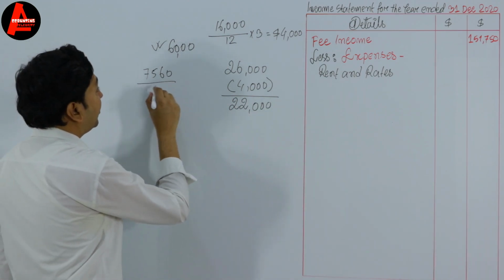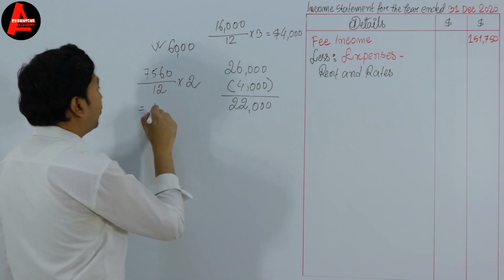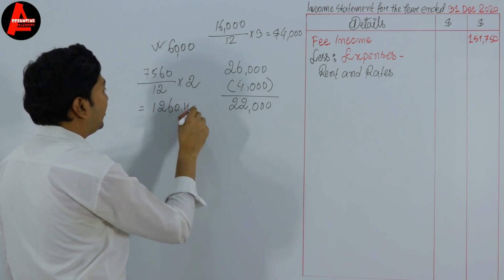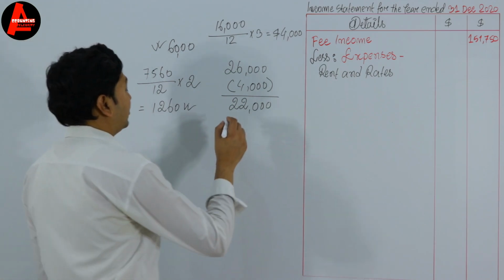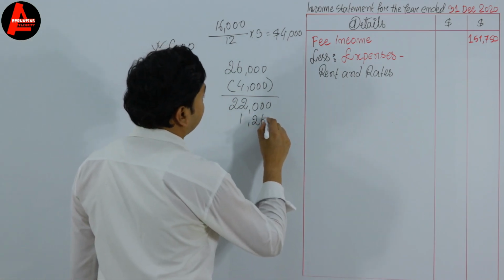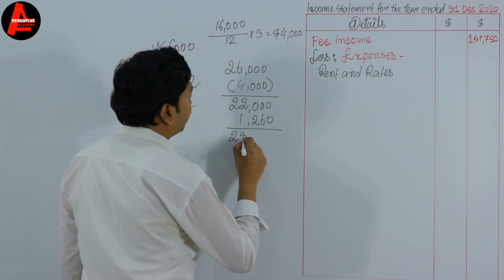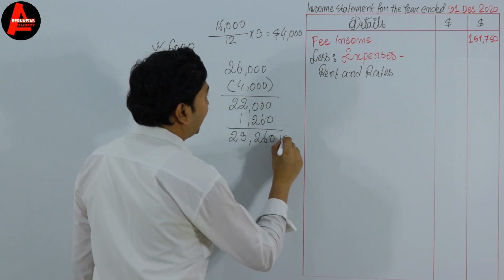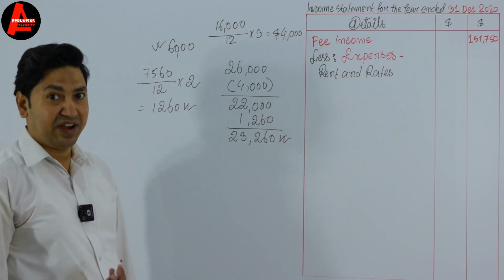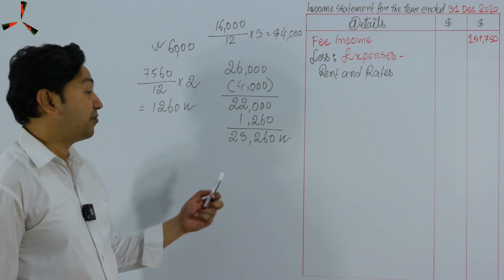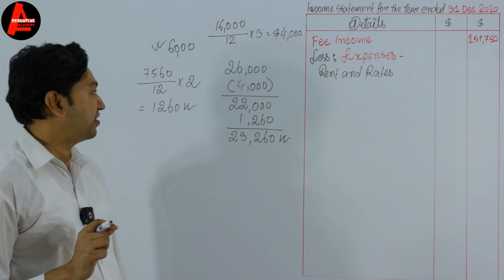So here if we divide by 12 and multiply by 2, we get $1,260. Okay, so now we will add this amount to this. So here $1,260. So if we add up these two amounts, we get $23,260. Okay, so this is the final amount for rent and rates. This type of adjustment is very common on the exam, so you need to understand.